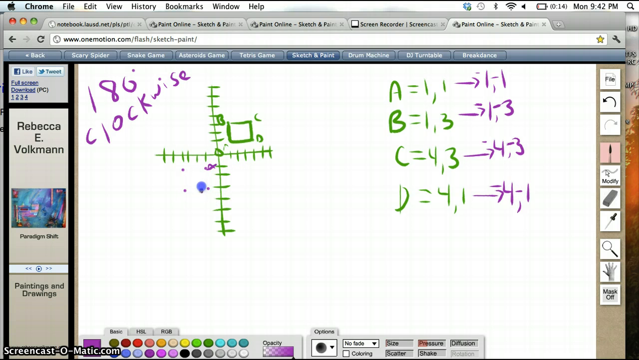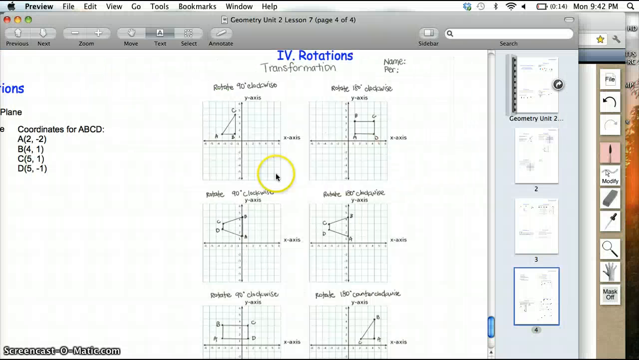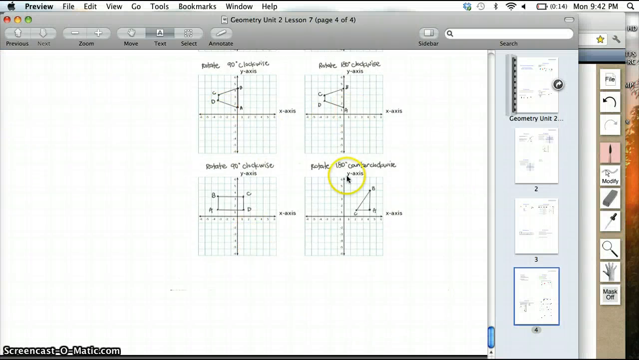And let's go ahead and label, and then go ahead and make your new figure. So we rotated this box 180 degrees clockwise. So go ahead and now do the rest on your own. So do the last 4 here. You're going to rotate this figure 90 degrees, this figure 180 clockwise, this figure 90 degrees clockwise, and this figure 180 degrees counterclockwise.